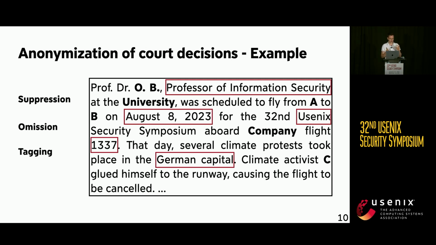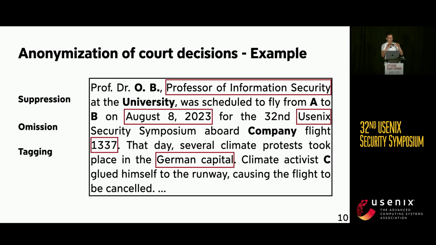So, for example, if we know that OB is a professor of information security, we could look at the USENIX conference page or the attendance list or also the university webpage to figure out how many professors of information security start with OB. And it might be just one.